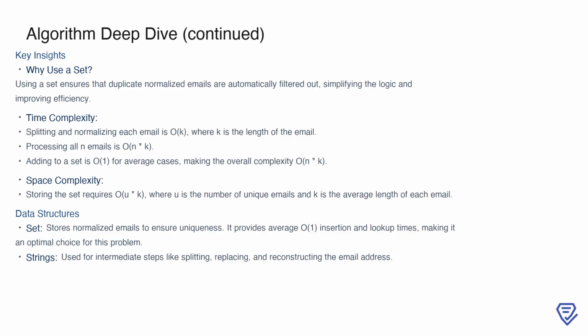Adding an email to the set is O(1) on average, so the overall complexity remains O(n * k). For space complexity, the set requires O(U * k) space, where U is the number of unique emails and k is their average length. This is because we store only the unique normalized emails. As for data structures, the set plays a crucial role in ensuring uniqueness with efficient insertion and lookup times, while strings are used for intermediate steps like splitting, replacing, and reconstructing the email addresses.